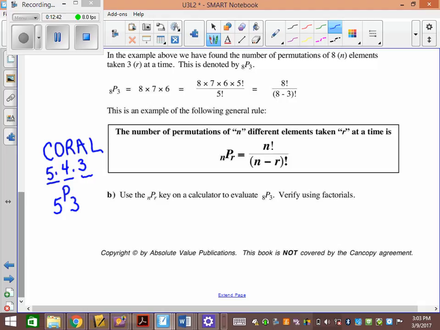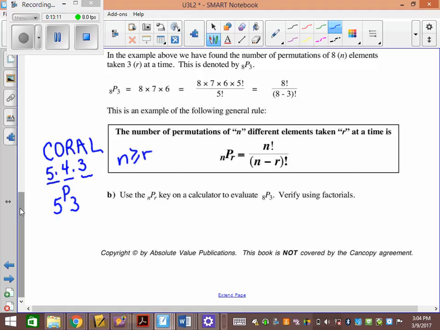This number here, can it be smaller than this number? Can I have 3 and pick 5? Does that make sense? 3 things and I pick 5? No. This N in NPR has to be at least the same size as R. I can have 5 pick 5, or N has to be greater. So N has to be greater than or equal to R, always.